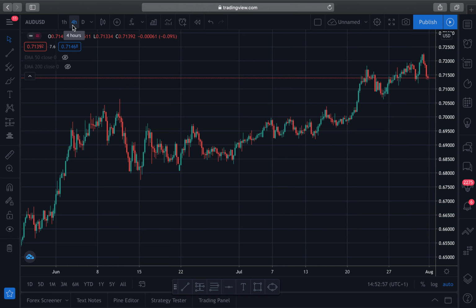So the 4 hour time frame is my main time frame. The 1 hour is my lower time frame. What's the lower time frame used for? The lower time frame is used to take entries. You can use it to fine tune your entries. That's the 1 hour for me. And then the higher one, you can use to take exits, to look for places to take profits.